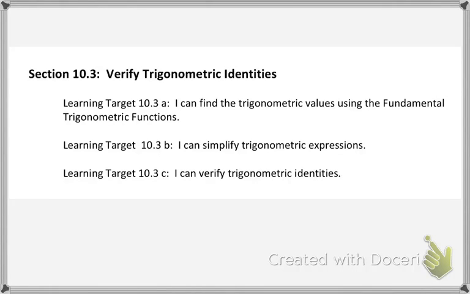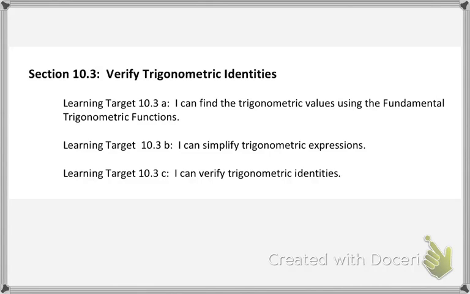In today's video, we're going to look at section 10.3, Verify Trigonometric Identities. There are three learning targets in this section. Learning target 10.3a is I can find the trigonometric values using the fundamental trigonometric functions.